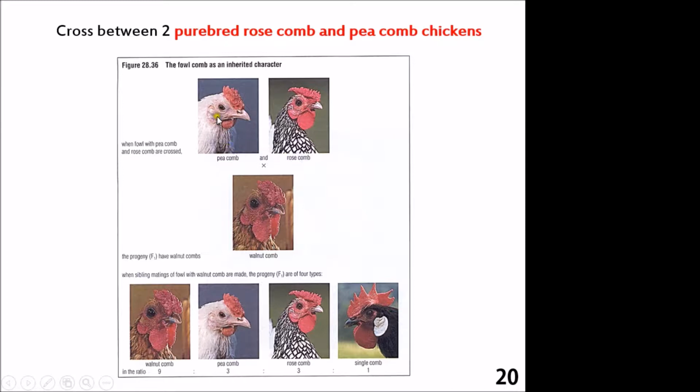Assuming they are pure breeding, pea cross rose comb, you get a hetero walnut. But when you cross hetero walnut with hetero walnut, you get funny things. You get walnut 9 to pea 3 to rose 3 to single comb 1. Very weird. Definitely cannot be monohybrid inheritance. It cannot give you this kind of ratio. This ratio looks like Mendel's, in fact. But where are my 2 traits? I only have 1 trait. 2 genes affecting 1 trait. I'm looking at gene interaction.